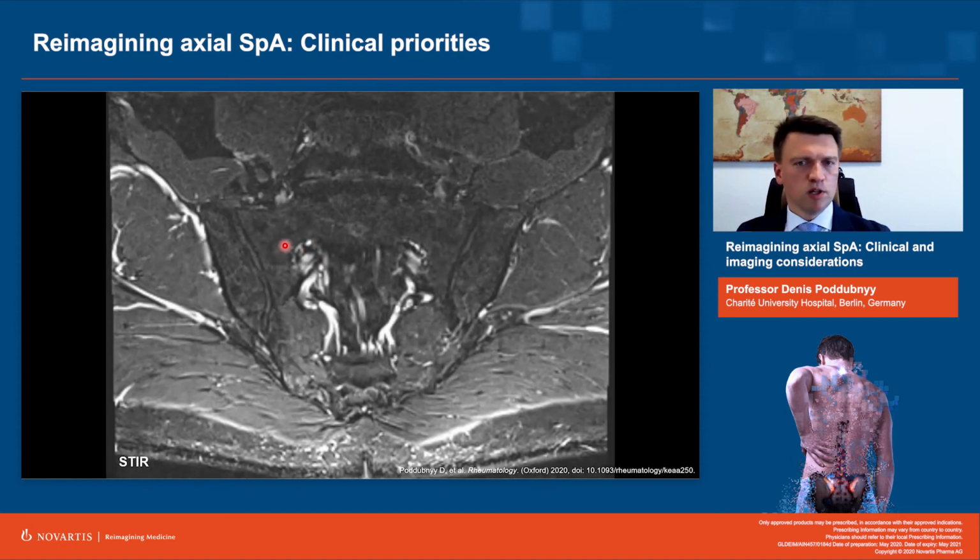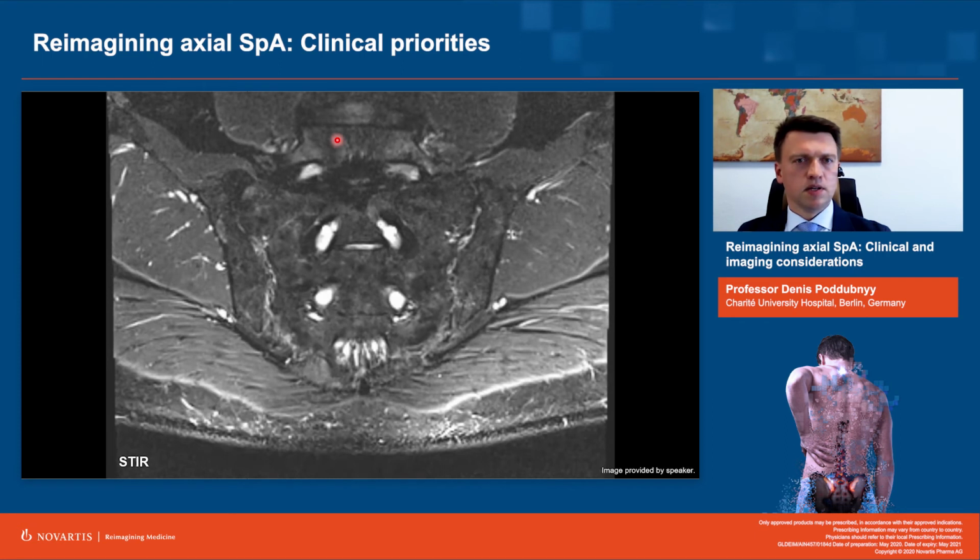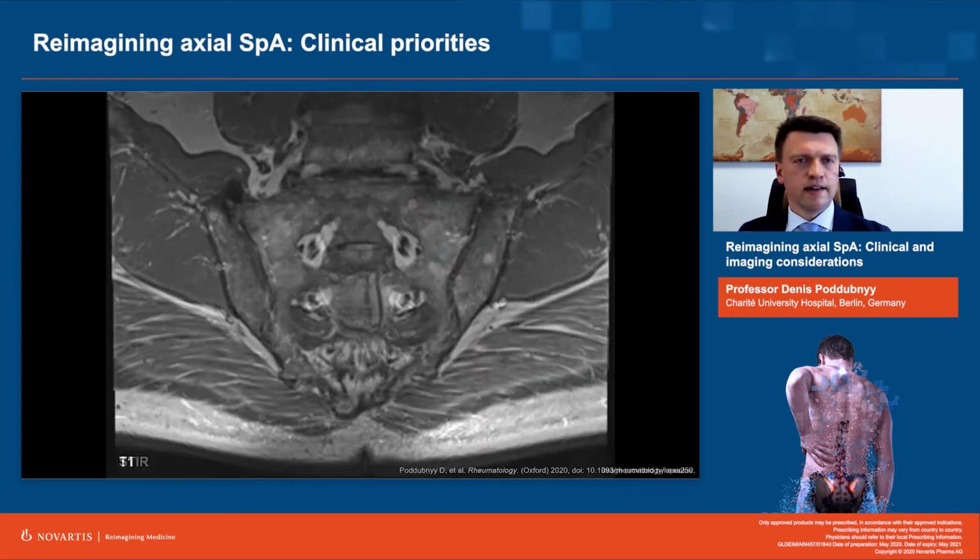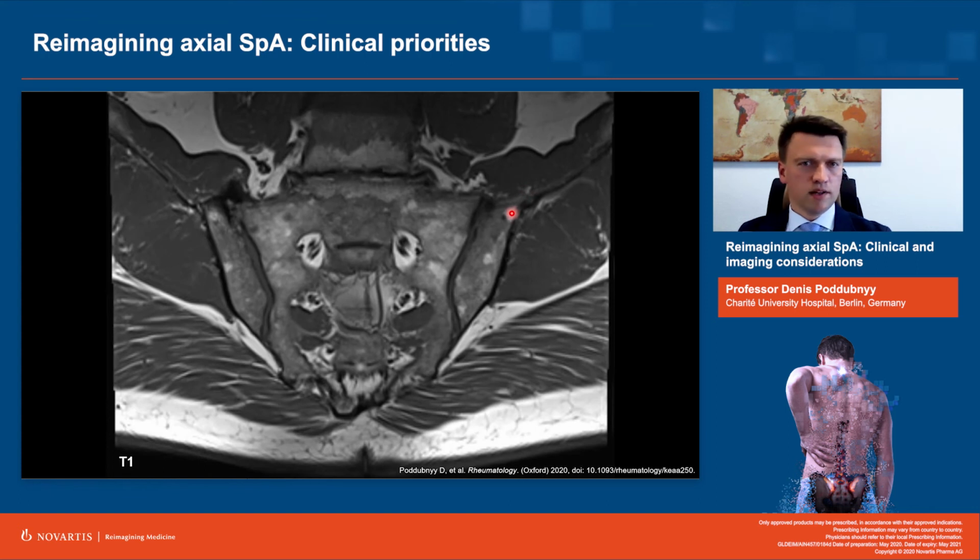MRI was performed. On MRI, you see absolutely no bone marrow edema, no changes in the sacroiliac joints, but there is some bone marrow edema in the vertebral body of the last lumbar vertebra, and you can see it even better in another slide. And T1 weighted image gives you even more information because there are no structural changes in sacroiliac joints.